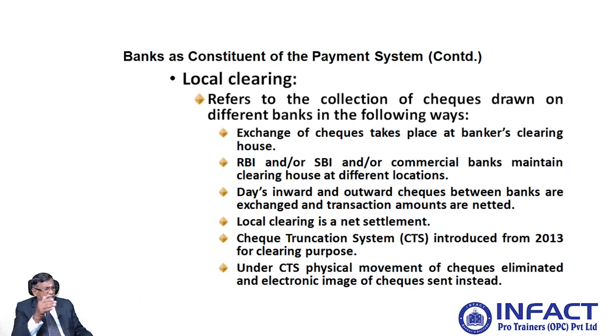This local clearing has nowadays been removed, and we have a new system called the check truncation system. Think about a situation wherein the checks are no longer traveling from one branch to another branch, or even from one bank to another bank. Wherever somebody deposits the check, it only lies in that particular branch. It never moves out of the branch. This system has been brought in by the banking system in India, and the Reserve Bank of India brought it in the year 2013, called the check truncation system.